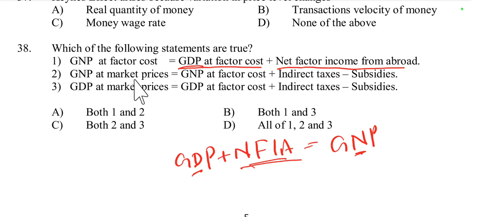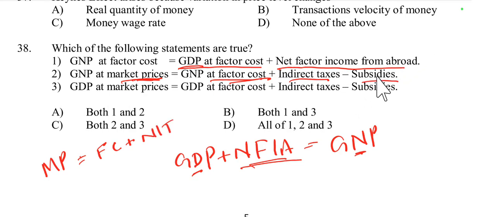Then gross national product at market price is equal to GNP at factor cost plus indirect tax minus subsidy. Yes, GNP at market price. To find out market price, we add the net indirect tax, or indirect tax minus subsidy, to the factor cost. So this is also right.